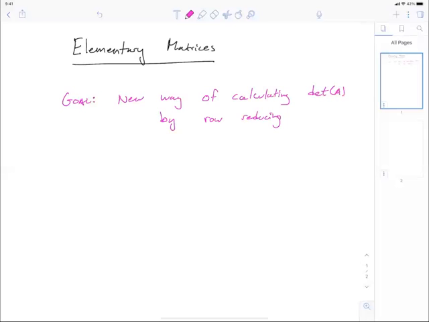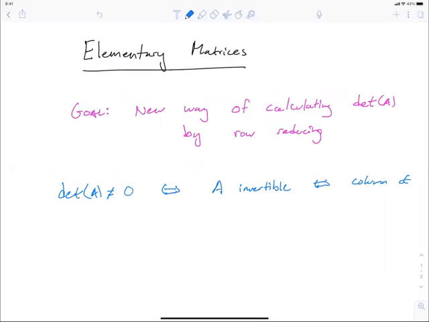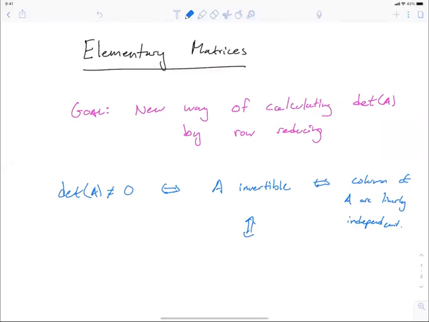So remember that one of the key reasons we care about the determinant is that if the determinant is not 0, then that's equivalent to our matrix being invertible, which is the same thing as the columns of A being linearly independent. And this is the same thing as A reducing to the identity matrix.